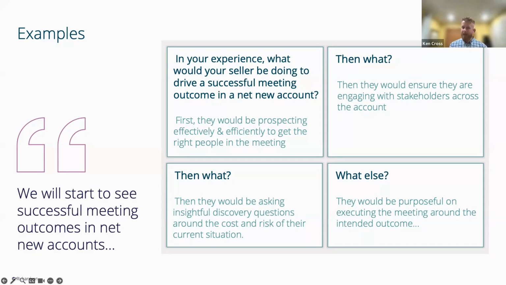So imagine you're a fly on the wall and you're observing your very best seller in a meeting with a new account. What are they doing right? What behaviors and what skills are they really demonstrating to achieve that successful outcome? So in this example on the slide, we can see that for us to start to see successful meeting outcomes in net new accounts, the very first thing would be prospecting efficiency and prospecting really effectively to actually get the right people in the meeting.